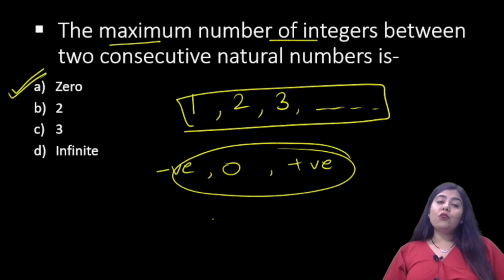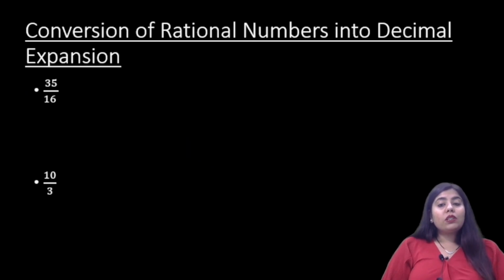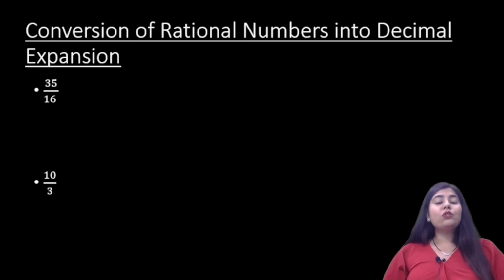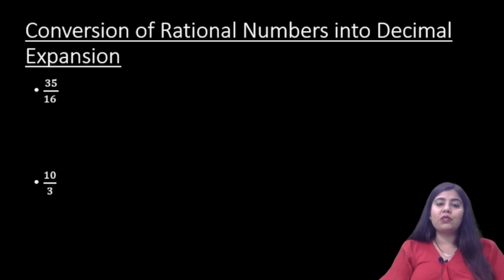So let's now move to the new topic. We are going to discuss how to convert rational numbers into decimal expansion. Okay, this is a very easy topic. You had already learnt about this. How can we convert any rational number? A rational number is a kind of fraction. Now you know how to convert fractions into decimal expansion. It is the same thing. In a similar manner, we can convert rational numbers into decimal expansions.